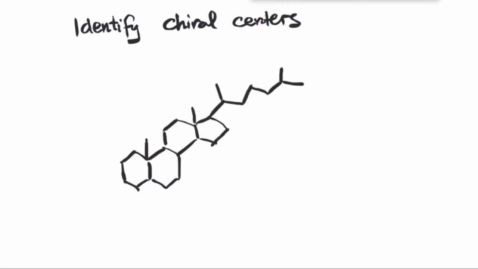All right, so take a look at this steroid molecule here. Can you identify all the chiral centers in this molecule? Pause this video and try to do this on your own. All right, I'm going to go ahead and take a look at it from the bottom up. So I see one chiral center here, one right here, one right here, one right here, one right here, one right here, one right here, and one right here. So this molecule has 8 chiral centers.